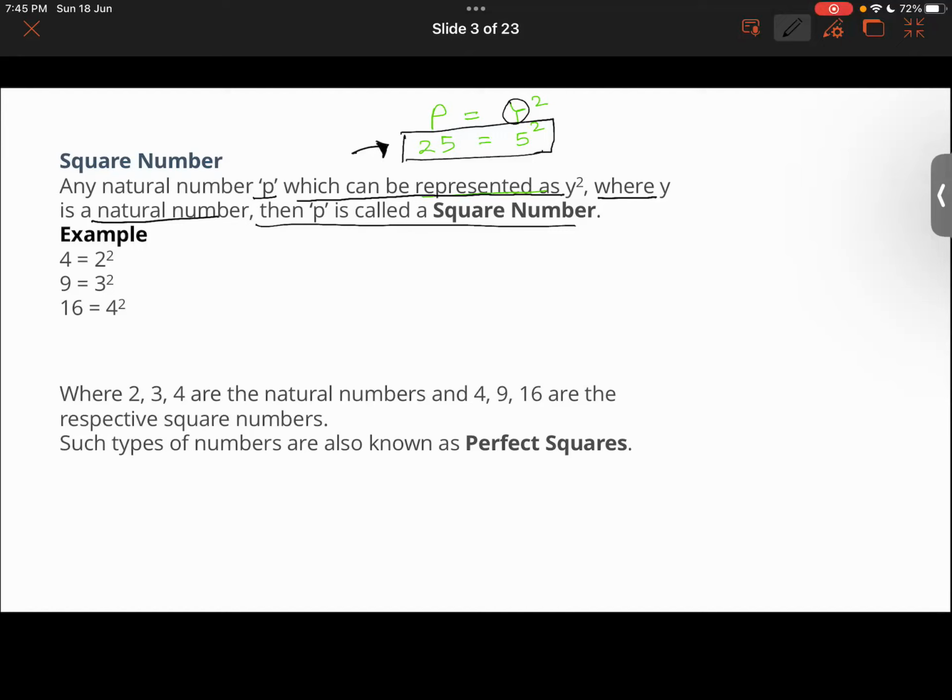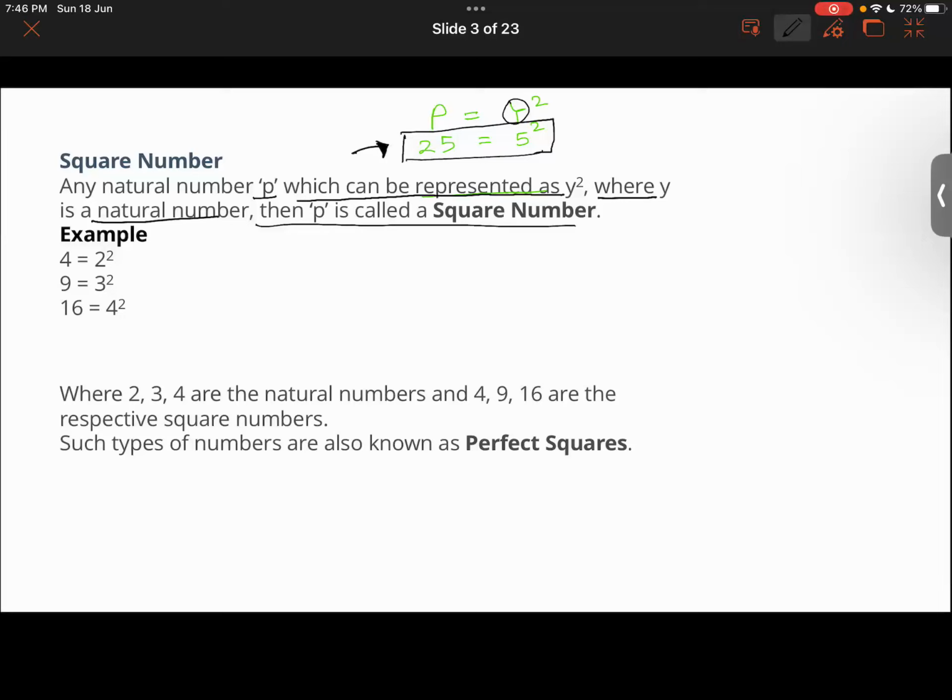Look, read the definition again. Ahmed, read the definition. Any natural number p which can be represented as y square, where y is a natural number, then p is called a square number. Example: 4 equals 2 square, 9 equals 3 square, 16 equals 4 square, where 2, 3, 4 are the natural numbers and the 4, 9, 16 are the respective square numbers.